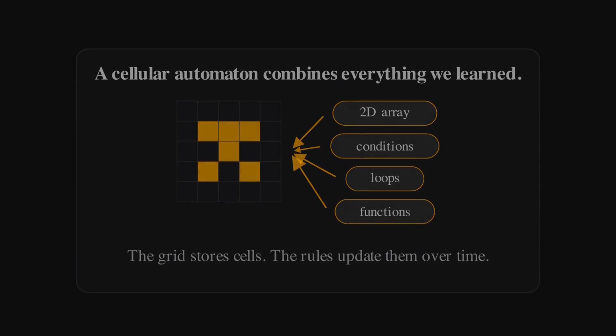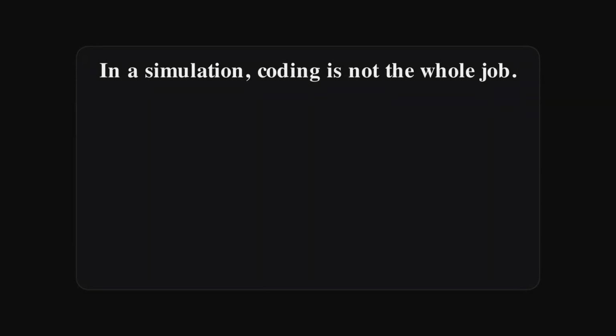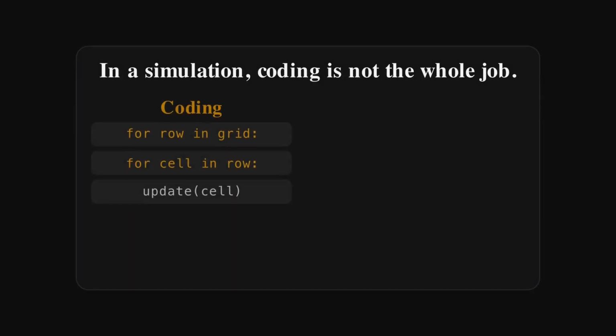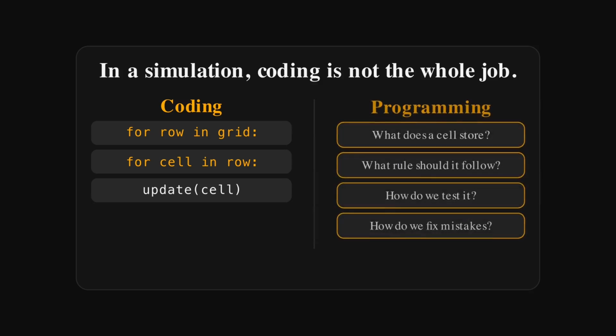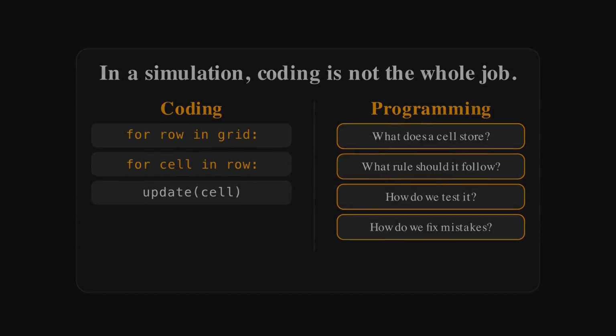In a simulation, coding is writing lines like, for a row in grid, for cell in row, update cell. But programming means asking bigger questions. What does each cell store? What rules should each cell follow? How do we know the rule works? How do we fix the simulation if it behaves strangely?